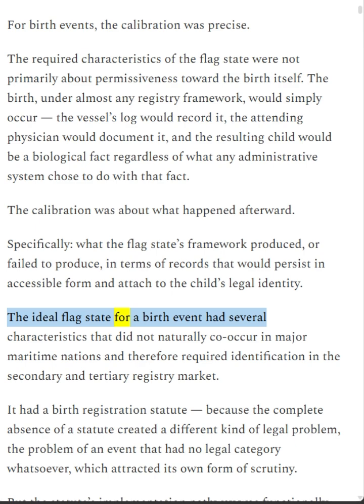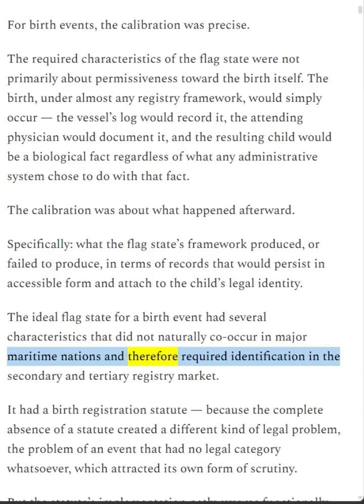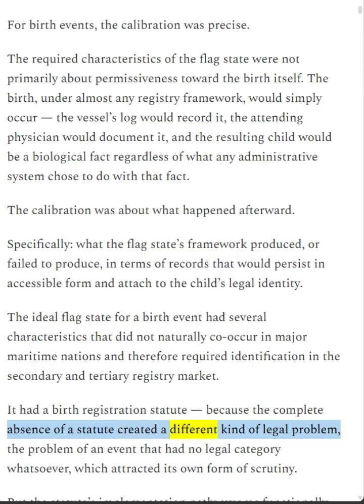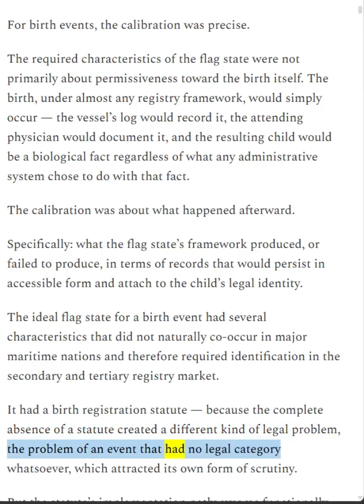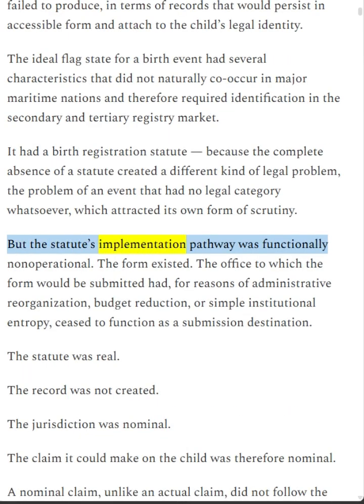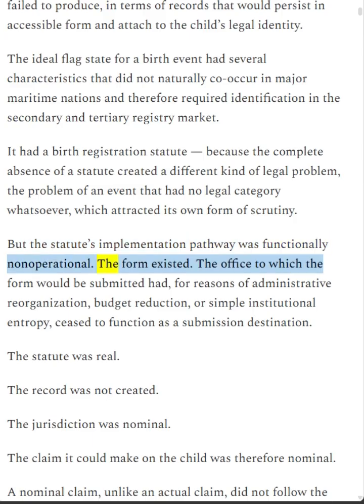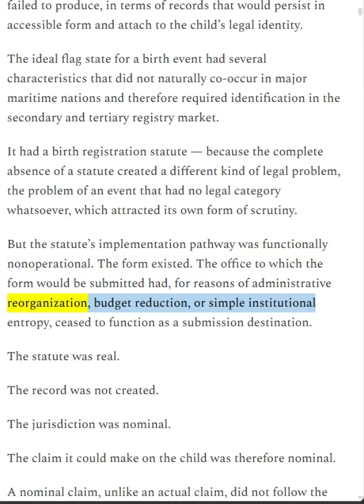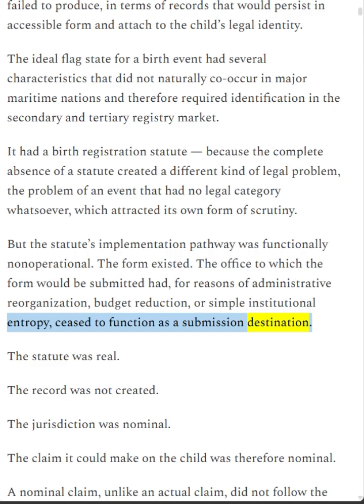The ideal flag state for a birth event had several characteristics that did not naturally co-occur in major maritime nations, and therefore required identification in the secondary and tertiary registry market. It had a birth registration statute because the complete absence of a statute created a different kind of legal problem, the problem of an event that had no legal category whatsoever, which attracted its own form of scrutiny. But the statute's implementation pathway was functionally non-operational. The form existed. The office to which the form would be submitted had, for reasons of administrative reorganization, budget reduction, or simple institutional entropy, ceased to function as a submission destination. The statute was real. The record was not created.